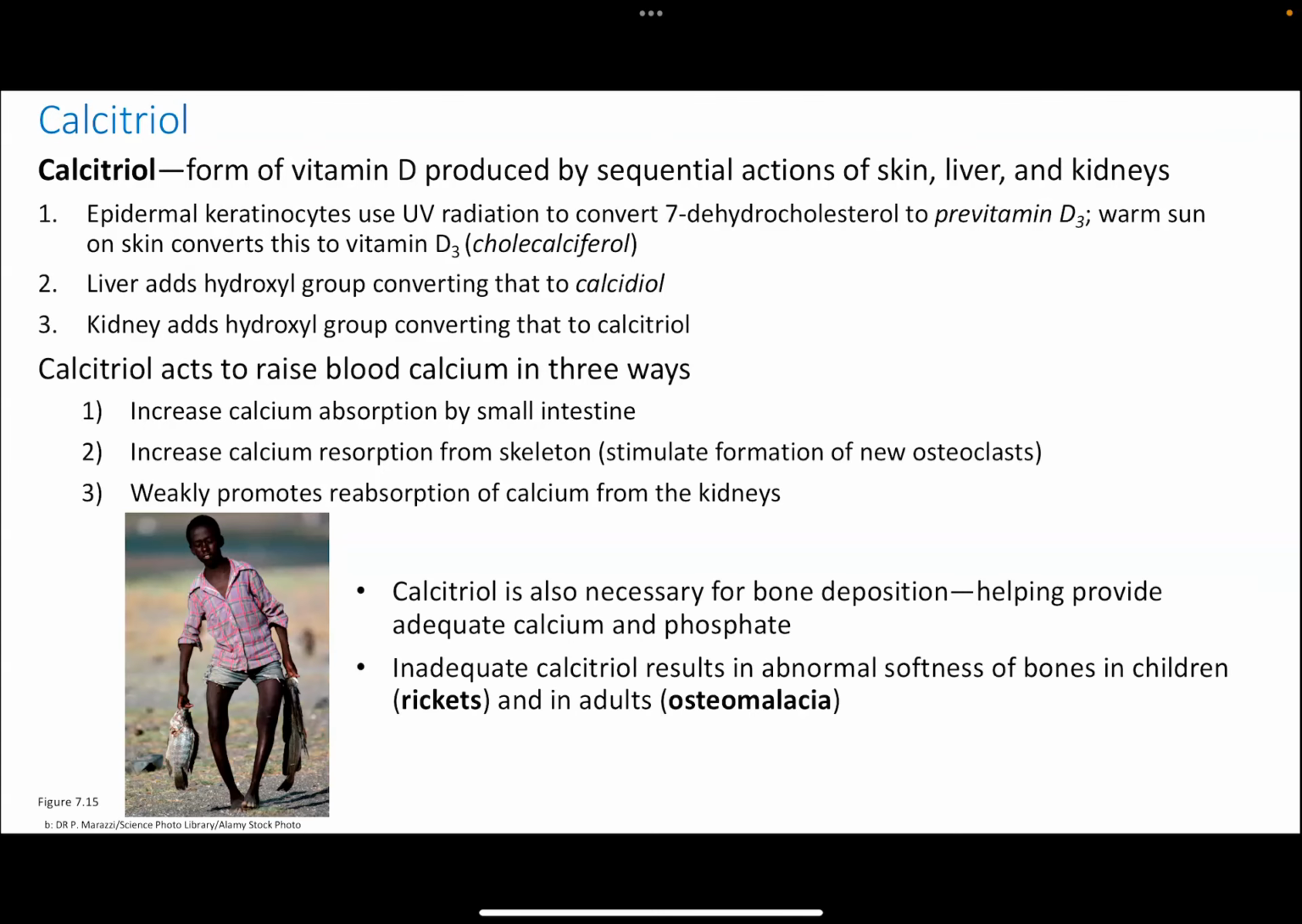Calcitriol is also going to help with deposits of calcium into the bone or into the bone bank. It helps to provide calcium and phosphate. If you don't have enough calcitriol, you can get too much softness in the bones. Again, kind of like when we talked about before, that balance of inorganic and organic materials. If you take away too much of the minerals, then you're going to get too much softness. In children, we see this with something called rickets, and in adults, it's a condition known as osteomalacia.